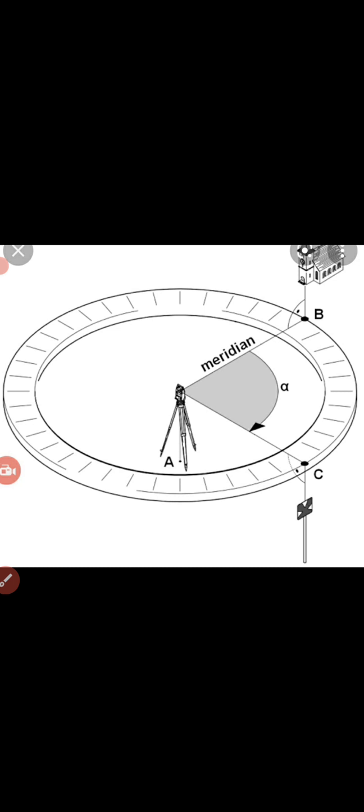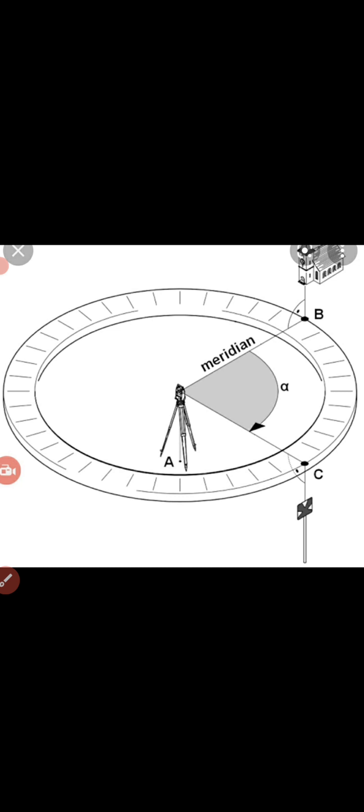Unclamp the upper clamping screw, turn the telescope and sight to the ranging rod at C. Clamp the upper clamping screw, and for fine adjustments you can use the upper tangent screw. So now this particular angle BAC has been measured 3 times. Sometimes if the first angle was 100 degrees, you will now get the angle as 300 degrees. So 300 divided by 3, that is the total angle divided by the number of repetitions. The number of repetitions in this case is 3. So 300 by 3, you will get one angle as 100 degrees.